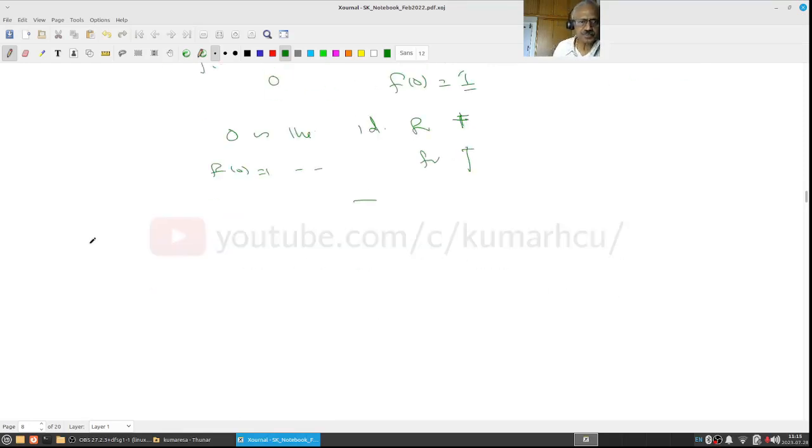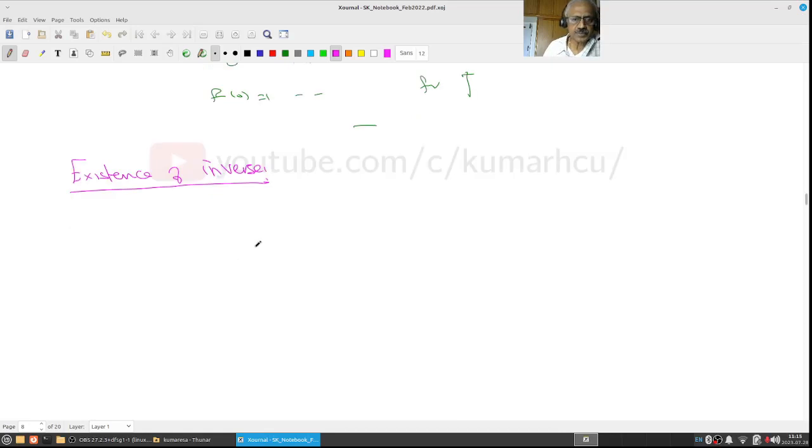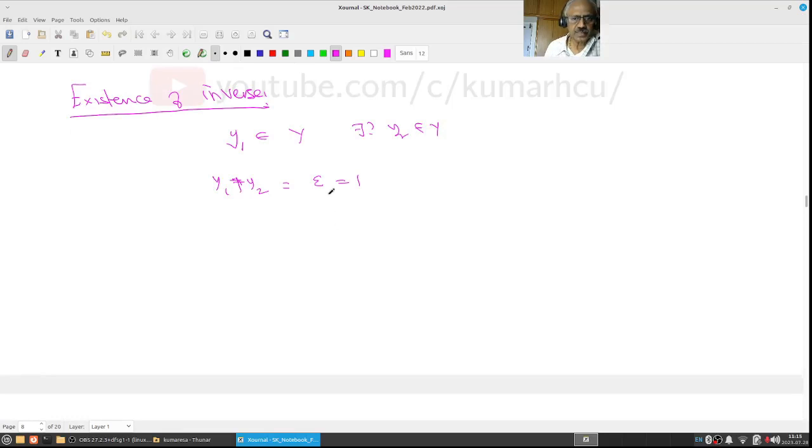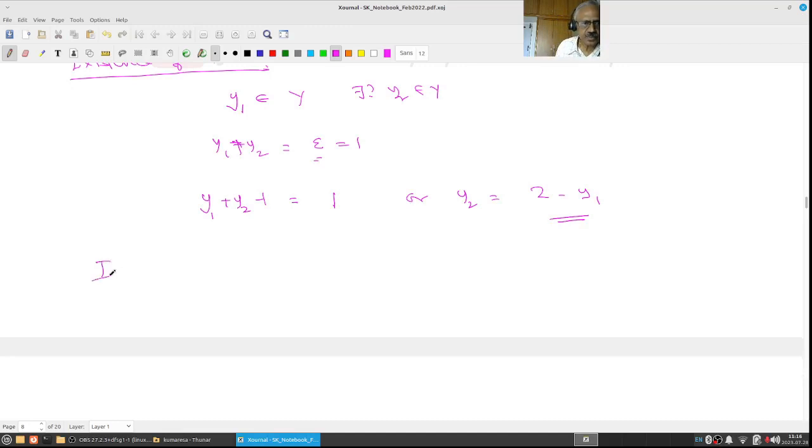And what should be the inverse? Next is the inverse. What am I looking for? Give me y1 in Y, then I must find a y2 in Y so that y1 dagger y2 must be equal to epsilon, which is 1. Do you follow that? Because the identity here is epsilon, which is 1. But what is y1 dagger y2? This is y1 plus ordinary y2 minus 1. That should be equal to 1, or y2 equal to 2 minus y1. You understand that? Therefore the inverse of any y in Y is 2 minus y.